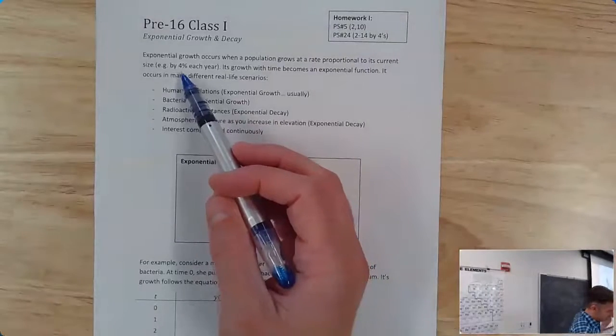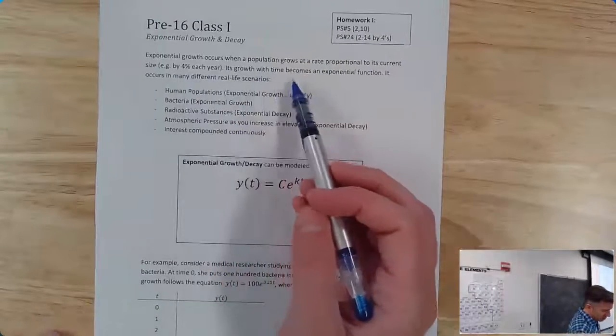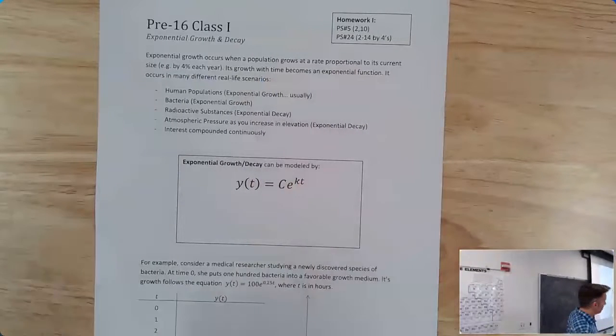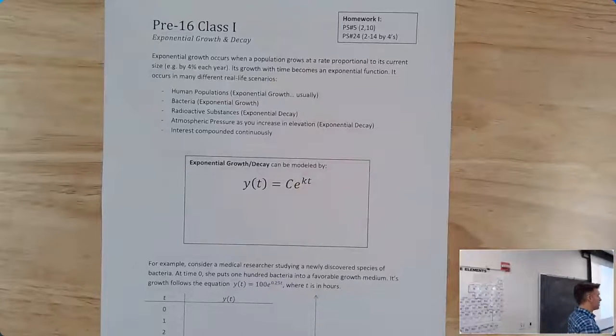For example, 4% per year. Growth with time becomes an exponential function, and it occurs in many different real life scenarios. So we can think about human populations growing exponentially, and that's true up to a point, right? There's some capacity issues eventually, but a lot of the time we do model human population growth with an exponential function. Or bacteria definitely grow exponentially. Radioactive substances decay exponentially, right? They decrease in size.